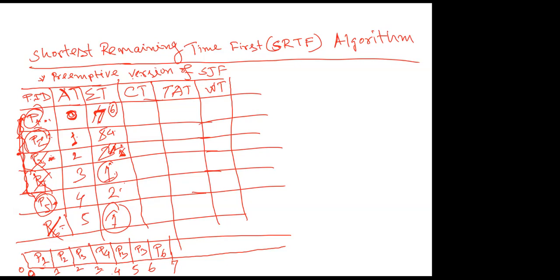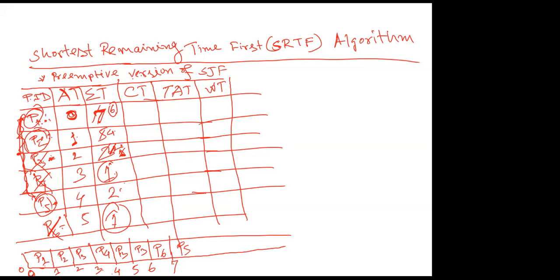P2 needs 4, P1 needs 6. So P5 will get the priority. It needs the least burst time. So P5 will take total... Once every process is inside the RAM, it behaves like SJF. All processes are now currently inside the RAM.